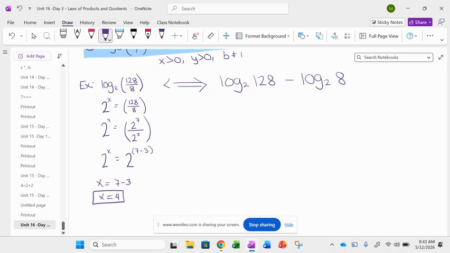And so again, we can figure this out. Log base 2 of 128 says 2 to what power gives me 128? Didn't we just figure that out? 2 to what power gives us 128? 7. And then log base 2 of 8 says 2 to what power gives me 8? Isn't it 3? And what's 7 minus 3? 4. So we see how it's the same both ways? Okay, great.